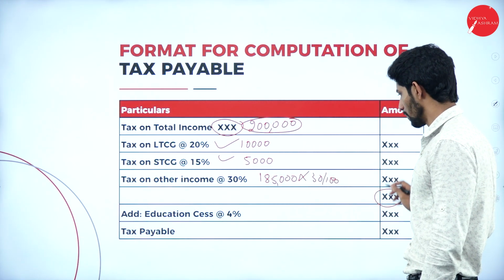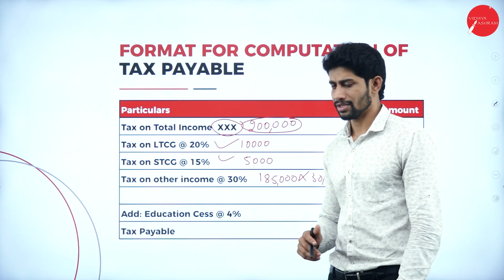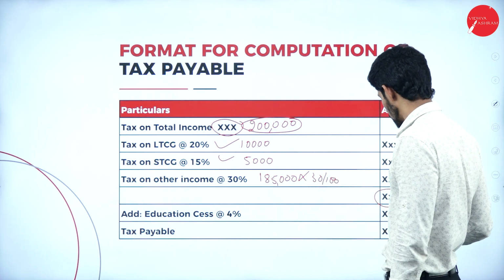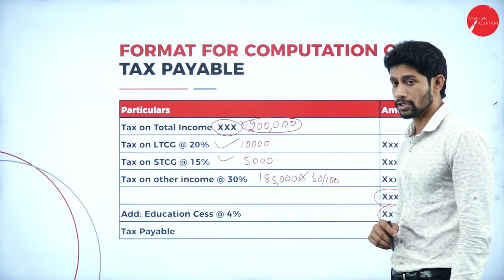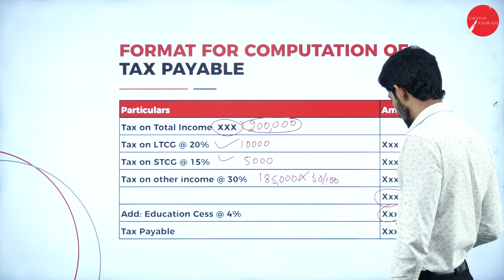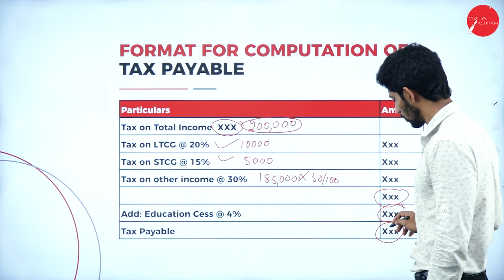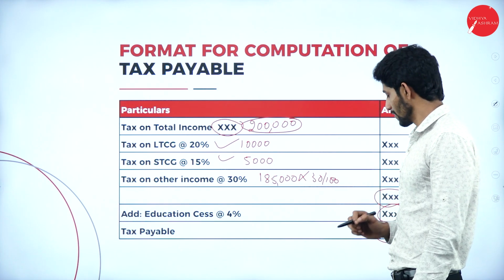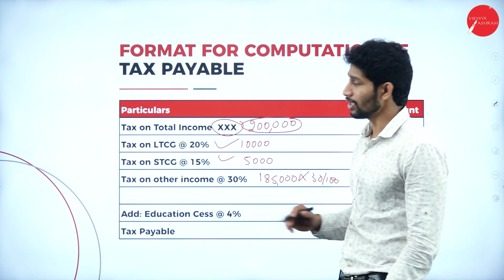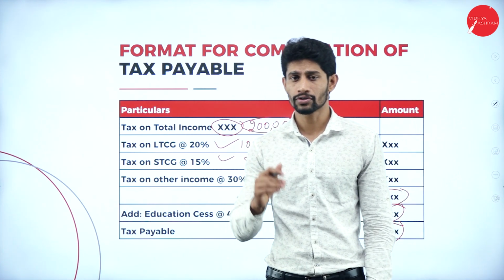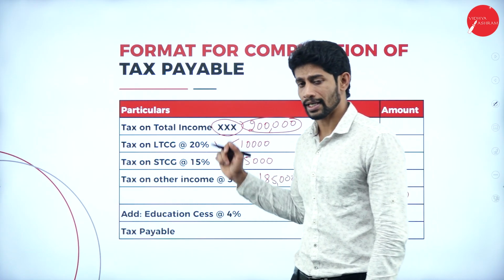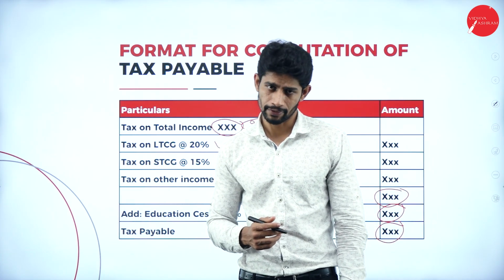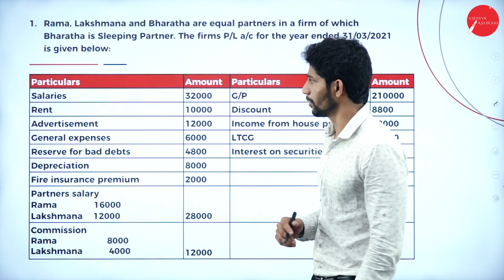On this total, compute 4% education cess. Add this 4% education cess, and whatever the balance you get, the total balance is called tax payable. So this is how you are supposed to compute the tax payable by the partnership firm. So, moving on to the first problem.